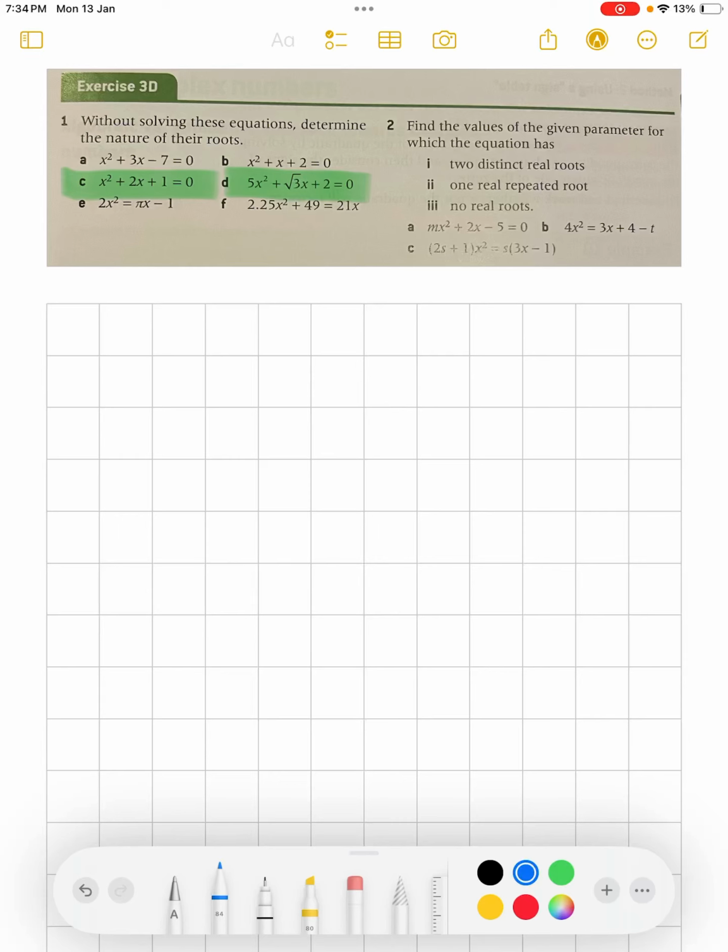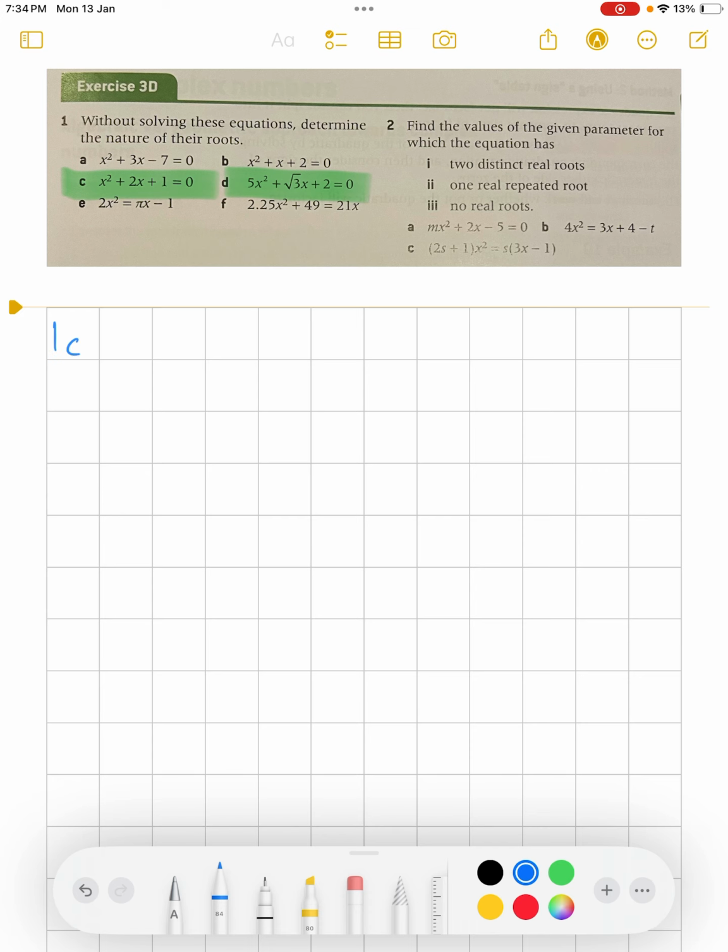Well, thank you for joining me on exercise 3D. I'm looking at question 1C and 1D. This is: without solving these equations, determine the nature of their roots.